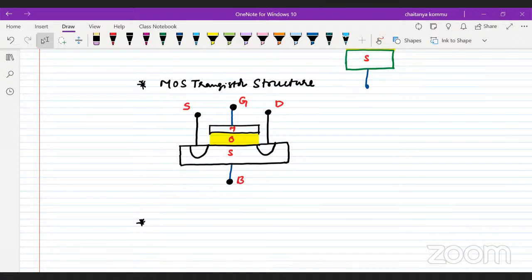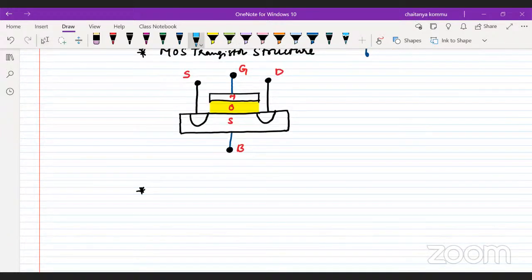We are very much clear about it. One connection is that we have to apply the potential difference between gate and drain. Sorry, gate and body, right? Agreed. So we have to apply some potential difference between these two.